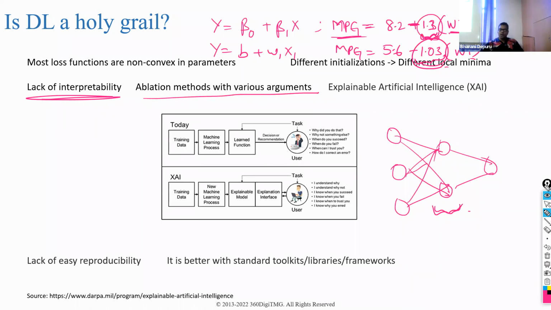Ablation methods with various arguments, meaning if I ask you how many hidden layers should I have? Experiment. There is no concrete way. Number of neurons in the hidden layer? There is no concrete way to figure out. What activation functions will you use?